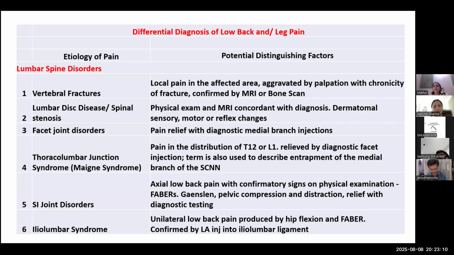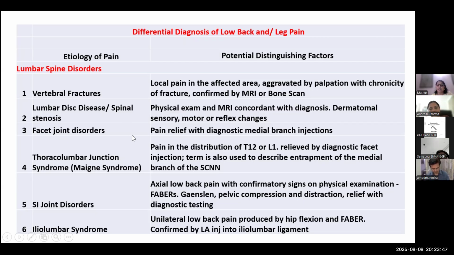Coming to the differential diagnosis of low back and leg pain, we have to rule out all these other causes. Among the lumbar spine causes, we have vertebral fractures. I think we all know that local pain is there in the affected area, aggravated by palpation of the fracture point, which is confirmed by MRI or bone scan. It can be lumbar disc or spinal stenosis, which can be concordant on physical examination and MRI with the diagnosis. You can check for sensory, motor, or reflex changes in these cases.